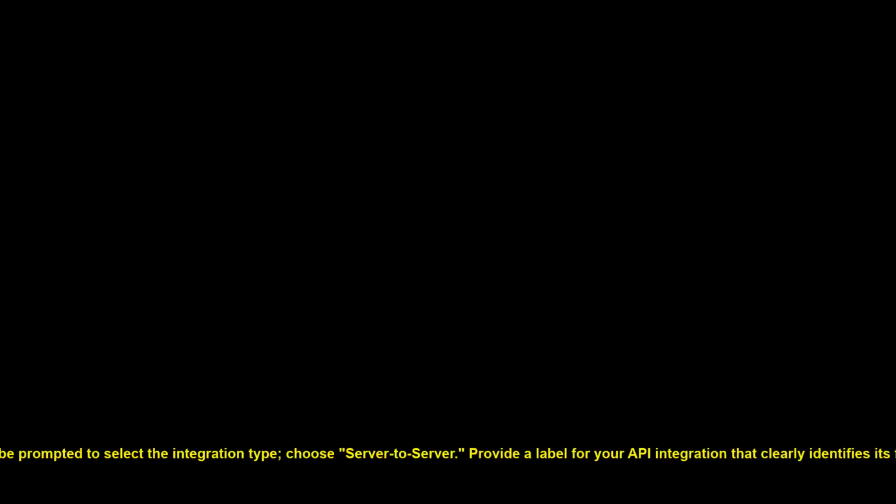You will be prompted to select the integration type. Choose Server to Server. Provide a label for your API integration that clearly identifies it. Take note of the client ID and client secret generated for your integration. These credentials will be essential for the authentication process.